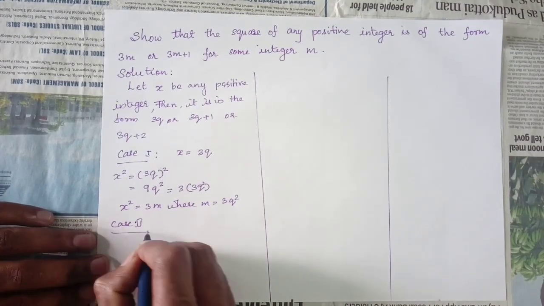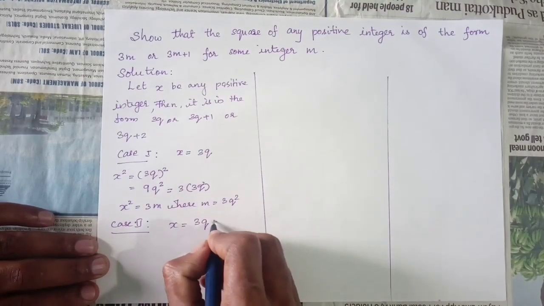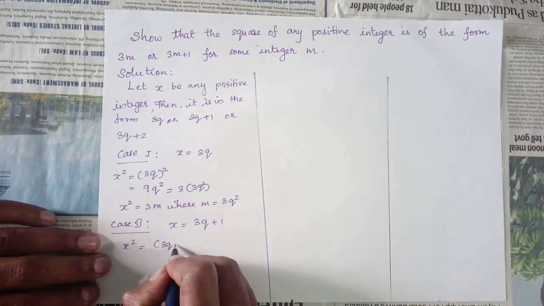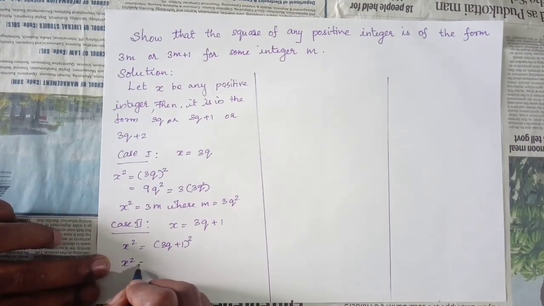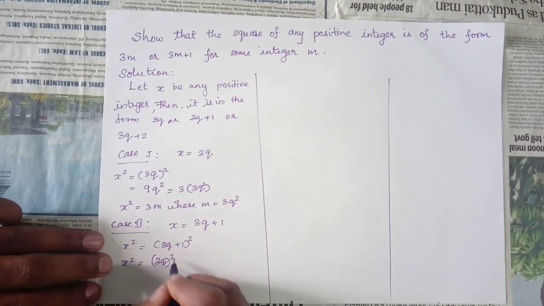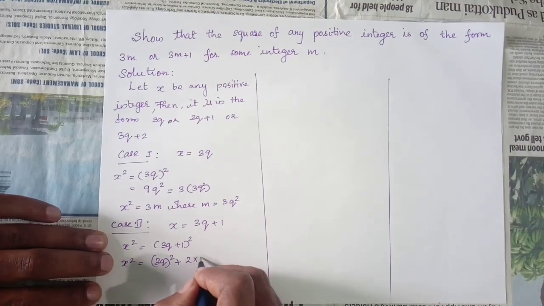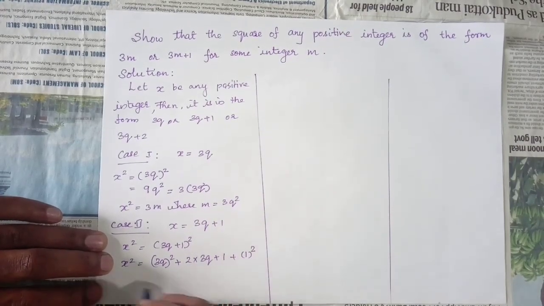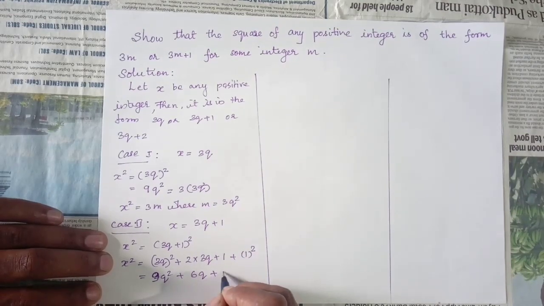Now let us take another case, case 2. This time we take x equal to 3q plus 1. Squaring both sides, x square is equal to 3q plus 1 whole square. Now we use the a plus b whole square formula: x square is equal to 3q whole square plus 2 into 3q into 1, that is 2ab, plus b square, 1 square. When we square this, we get 9q square plus 6q plus 1.